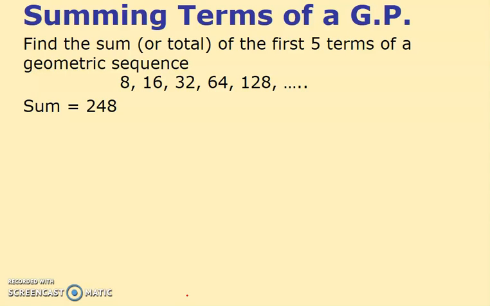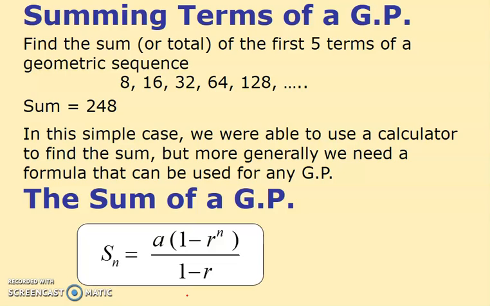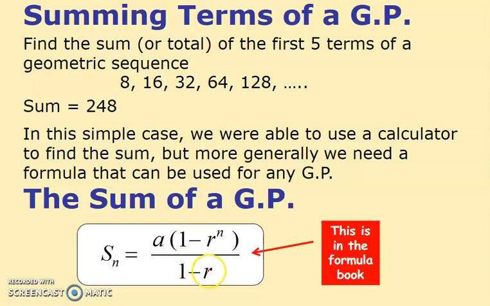I need to be able to do this just by using a formula, a bit like we did for arithmetic sequences. And you won't be surprised to learn there is such a formula, and this is it. It's the sum to n terms, and it's a(1 minus r to the n) over 1 minus r. Sometimes you'll see it written slightly differently. This isn't a different formula, but the formula can also be written as this, and you sometimes see it written as a(r to the n minus 1) over r minus 1.